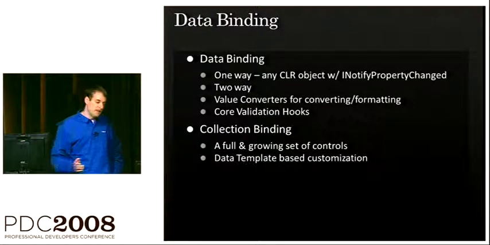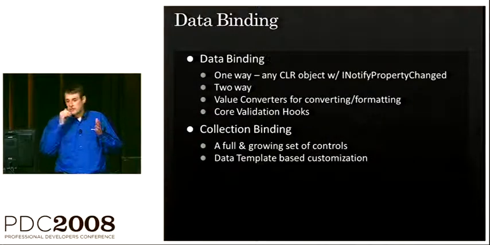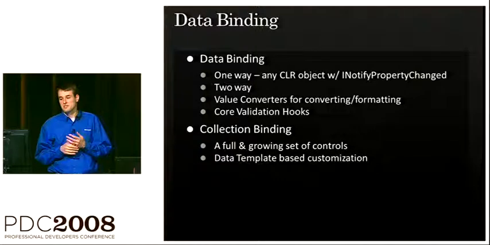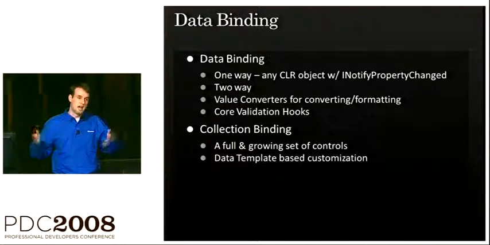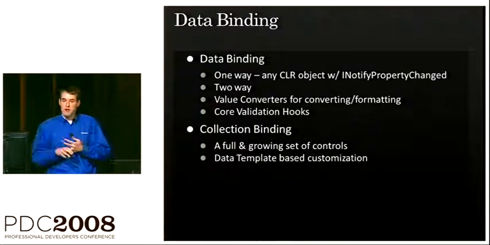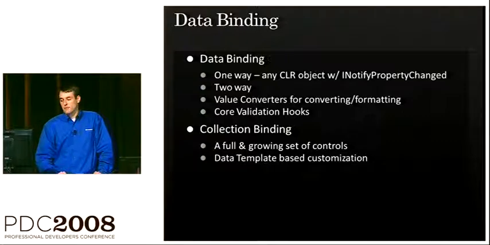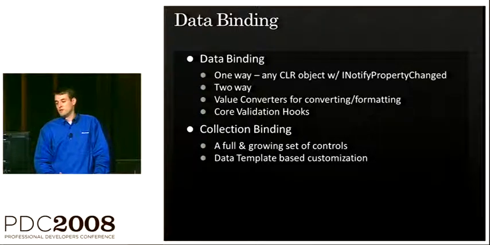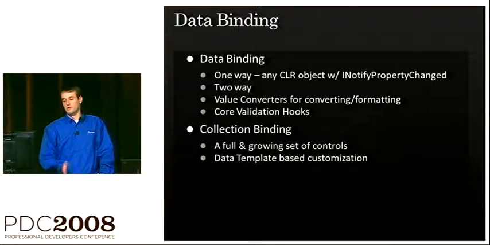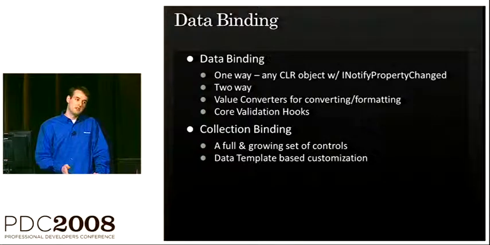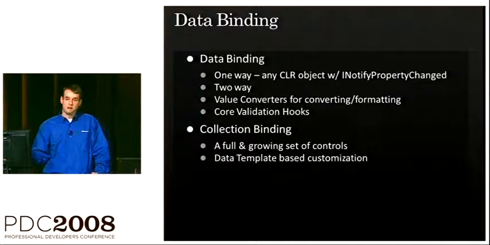Now, data binding. Data binding was one of the big new additions in Silverlight 2. We have a good chunk of the WPF data binding in Silverlight today. One way, you can bind any CLR object that supports INotifyPropertyChanged, which is the interface that says, hey, I've changed an object. You can do two-way binding, so we can push changes back from the UI into your object model. We have value converters if you want to do converting or formatting as part of the data bind. And we have the very first level of hooks in place for validation. So if you want to find out during the data bind itself that something went wrong, you can listen to the error, find that out, and then take appropriate action.